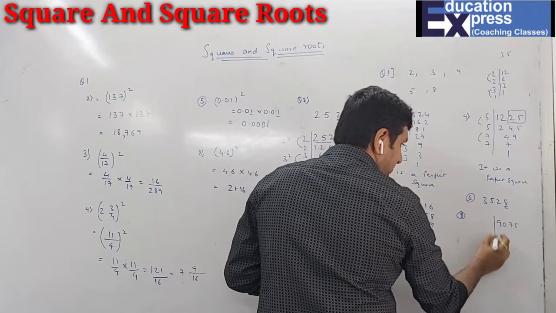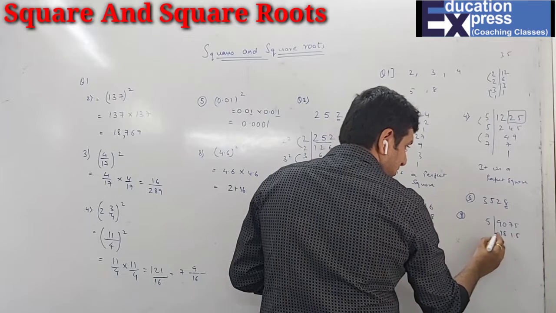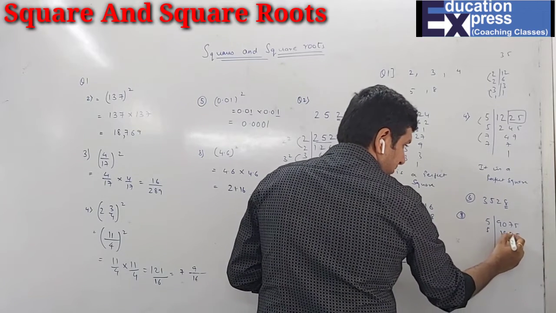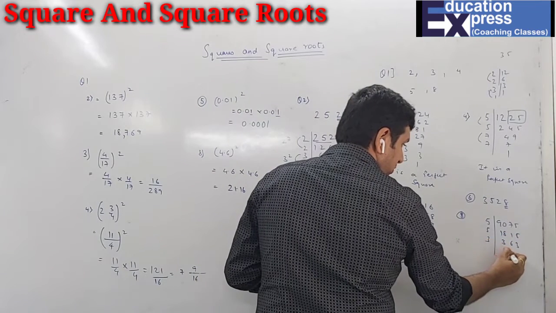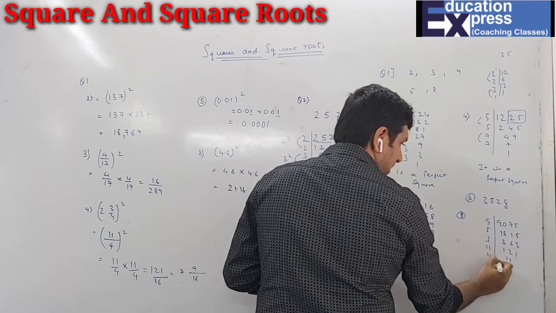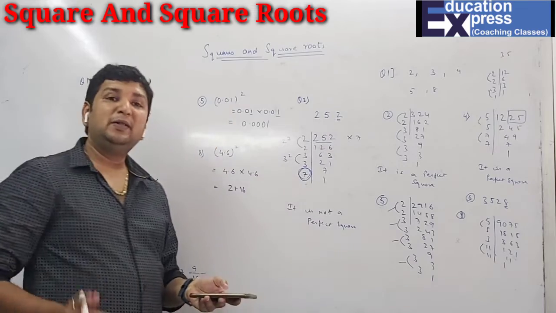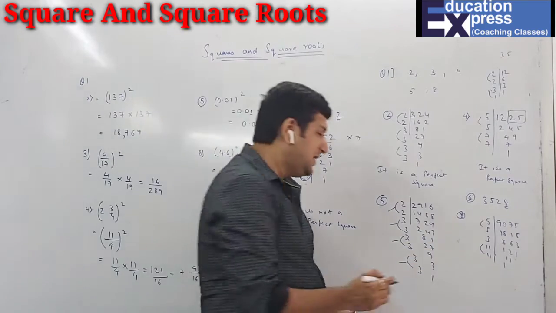9075. So 5 into 1815, 5 into 363, 3 into 121, 11 into 11, 11 ones are 11. So obviously I can see there is a 5 square, there is an 11 square, but there is 3, only a single number. It doesn't have a square, therefore it's not a perfect square.